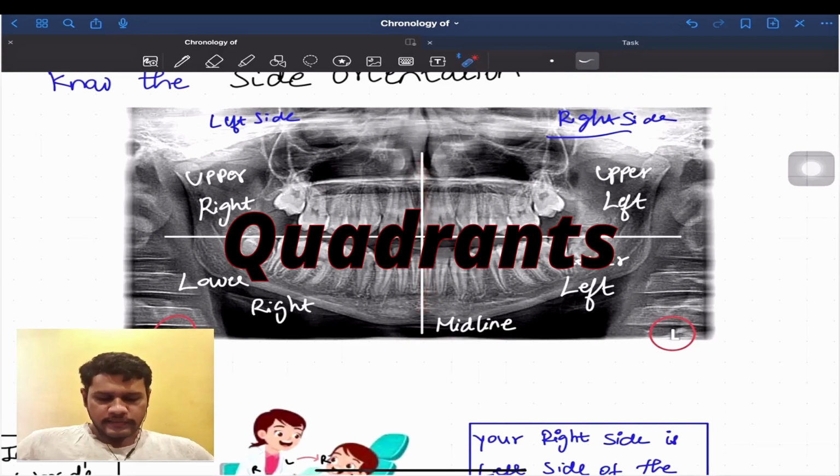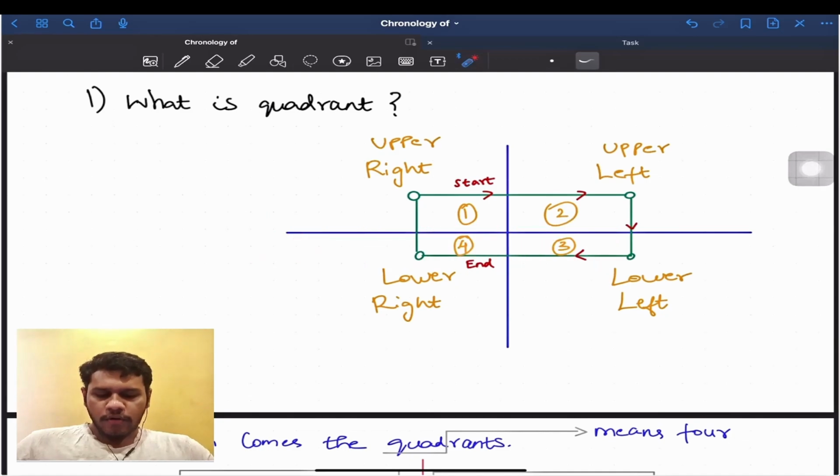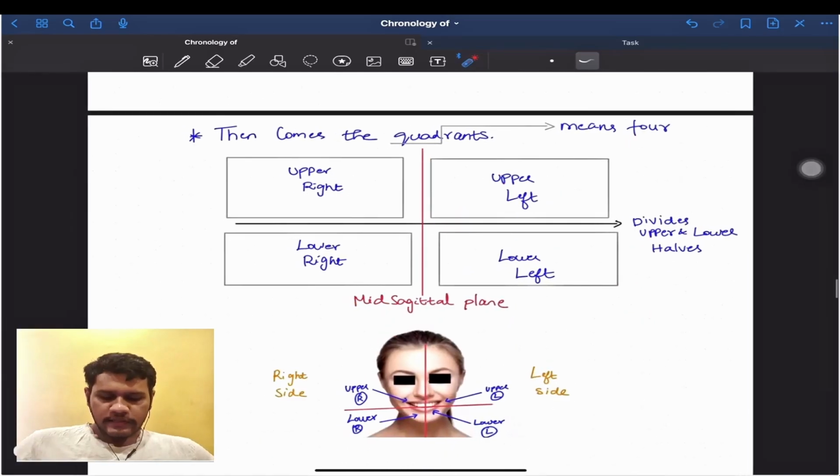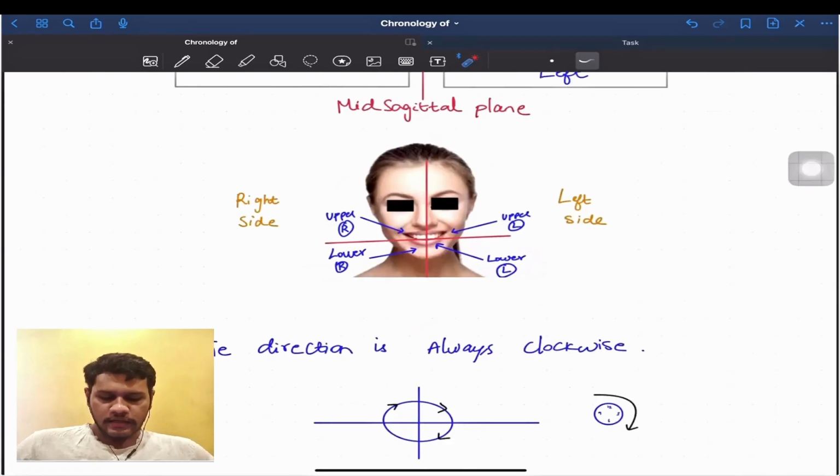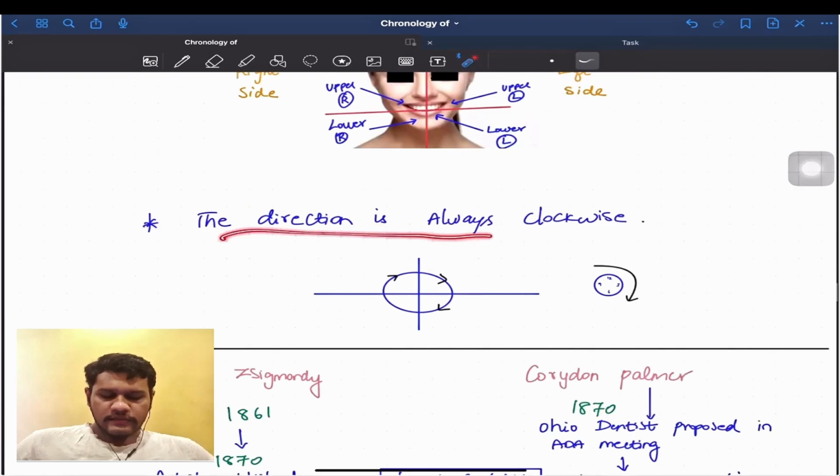Then come the quadrants. What is a quadrant? Quad means four. So there are four sections into which the mouth is divided. For example, the upper right, upper left, lower left and lower right. All tooth numbering systems follow this quadrant basis. Always the quadrant moves in a clockwise direction. So it starts at the upper right, goes to the upper left, then comes down to the lower jaw, lower left, goes to lower right, the end. The same thing is explained again on a patient's face: the right side, the left side, upper, lower. The direction is always clockwise.